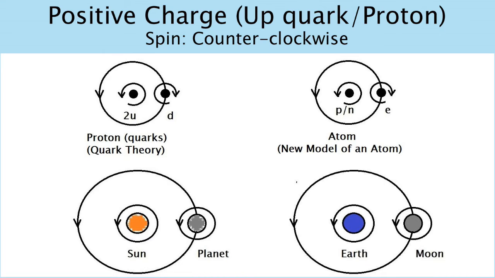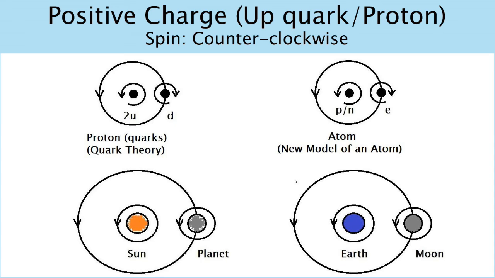In my video on gravity, Descartes and Newton did not know why a planet is orbiting the Sun or why the Moon is orbiting the Earth. This is the answer to that question. In my quark theory, the up quark makes the down quark orbit it. The up quark is a positive charge particle, which spins in a counterclockwise direction. The down quark is a negative charge particle, which spins in a clockwise direction.